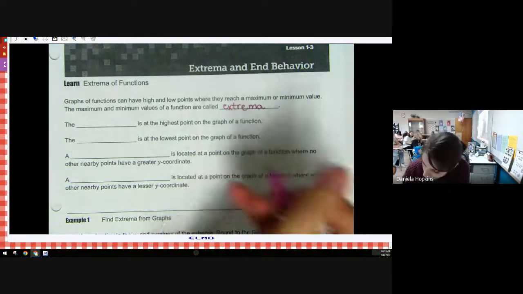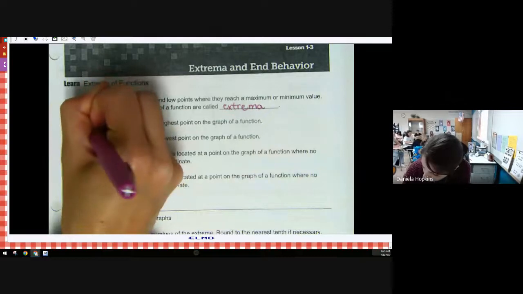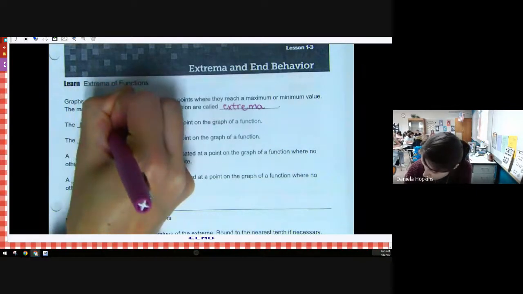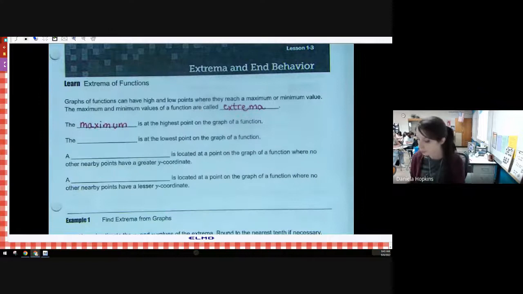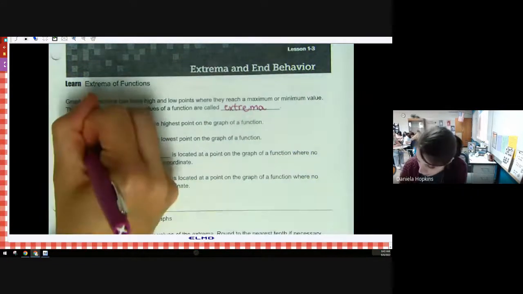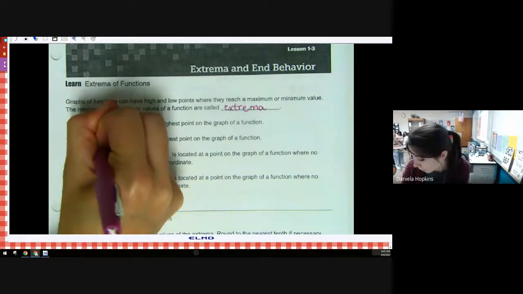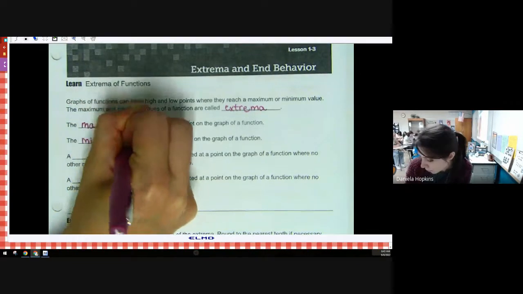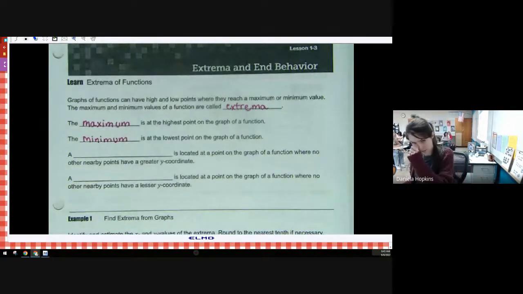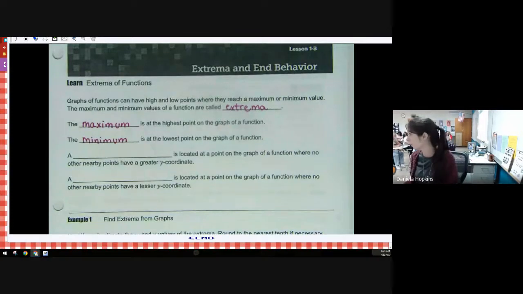All right, so this next one, the maximum. Maximum is at the highest point on the graph of a function, and the minimum is at the lowest point on the graph of a function. So those you should be familiar with.